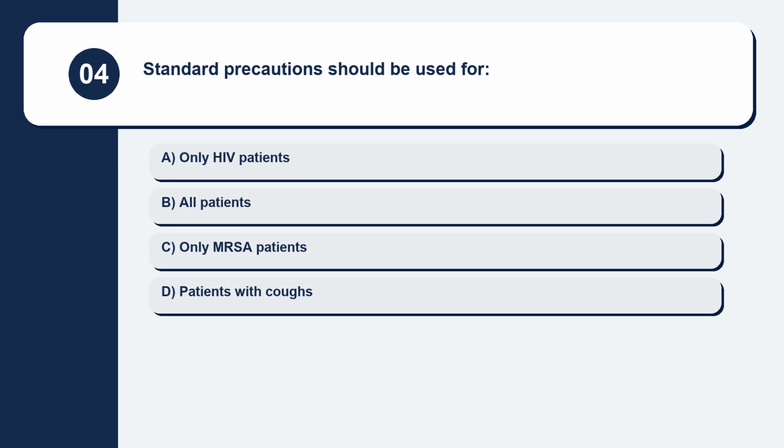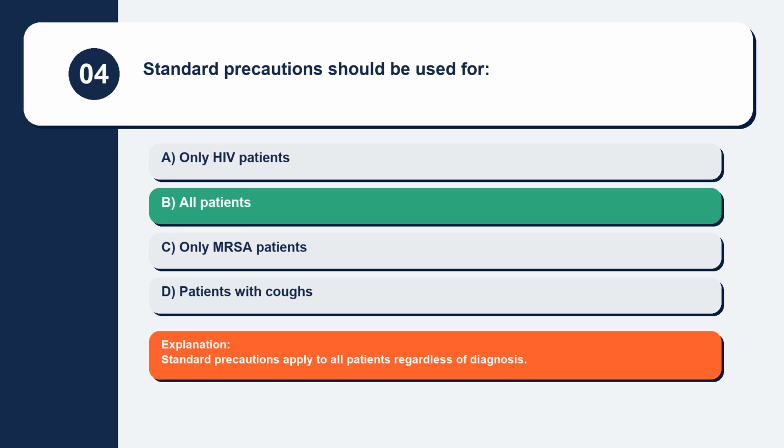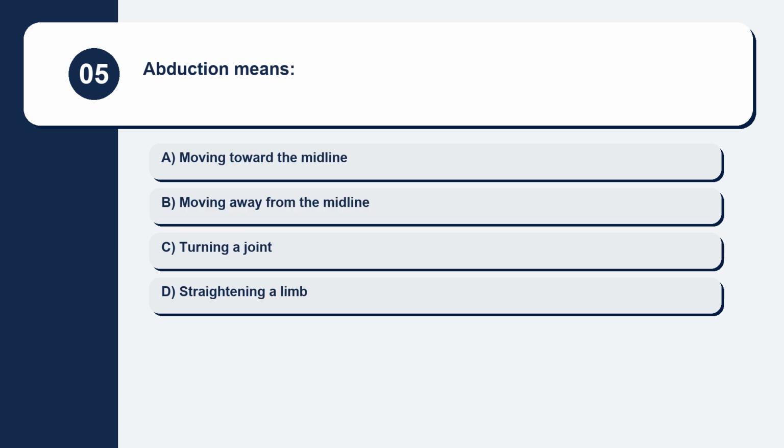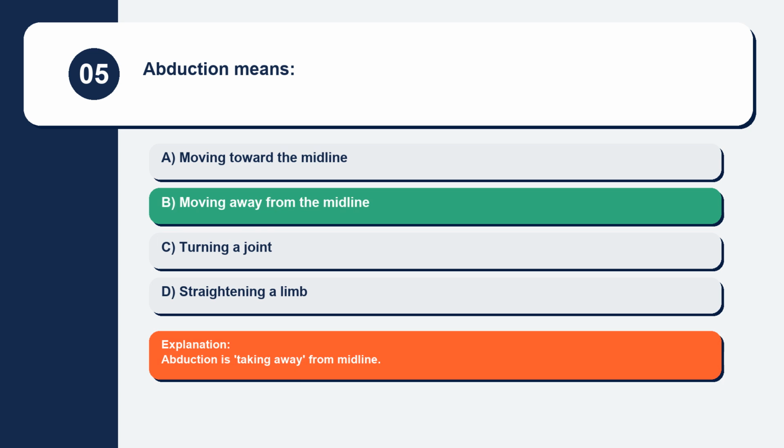Question 4. Standard precautions should be used for only HIV patients, all patients, only MRSA patients, patients with coughs. Standard precautions apply to all patients regardless of diagnosis. Question 5. Abduction means moving toward the midline, moving away from the midline, turning a joint, straightening a limb. Abduction is taking away from midline.